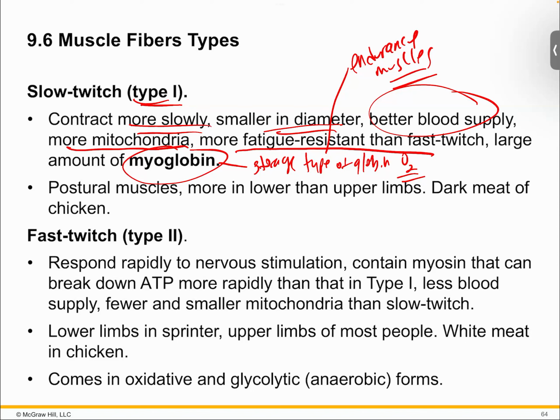Why? Because it is a slow contractor. It is an endurance muscle. It's a muscle that's designed to work and operate at a low level, but for long periods of time. Postural muscles are an example, right? But because of their greater blood supply, they oftentimes will be dark.